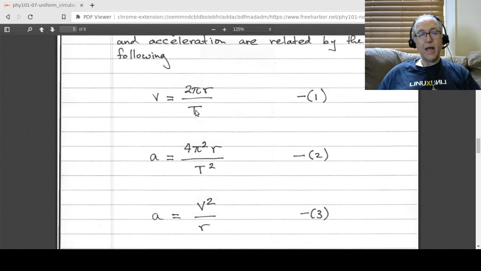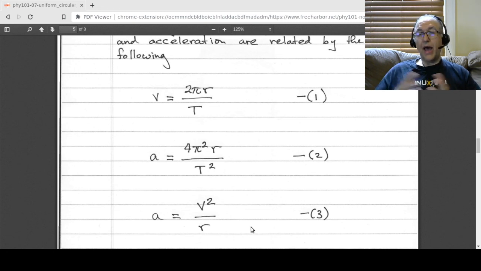So if you eliminate the period between 1 and 2 there, you get equation 3, and equation 3 says that the acceleration, the centripetal acceleration, is equal to v squared divided by r. Okay, so these are the only 3 equations that you're going to need to solve problems, and the only other thing you're going to need to know in solving problems is the relative direction of the vectors.